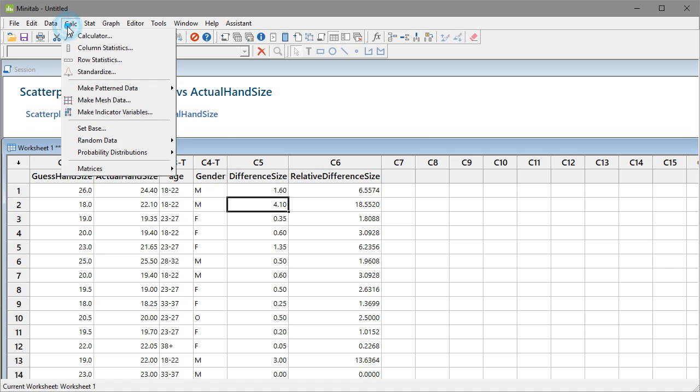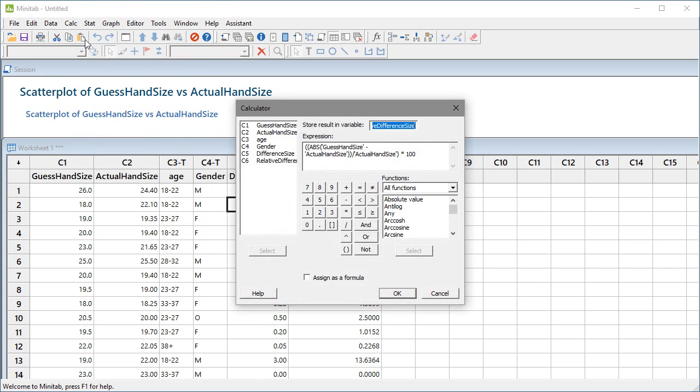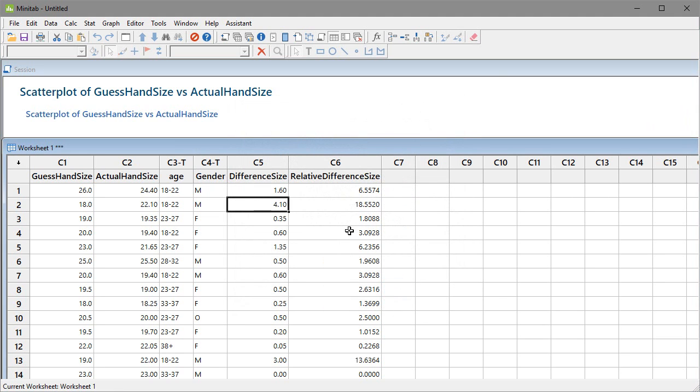And to see that, you just go back to the calculator, and you can say that we are doing the guess minus the actual over the actual, and then we're timesing it by 100. So hopefully that makes sense. So now we've got the relative size difference. So who do you think was better, men or women, at guessing the relative difference in size?